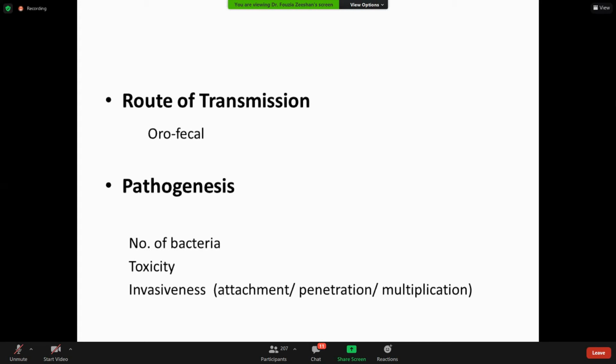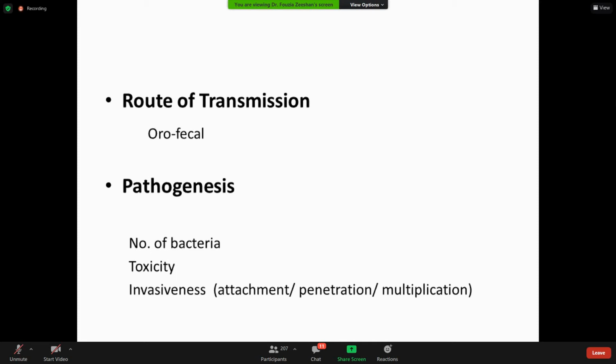Pathogenesis basically depends upon the number of bacteria, that is, how many bacteria are present in the food that has been taken in case of food poisoning, or how many bacteria are alive inside the intestinal tract to cause diarrhea. If the number of bacteria is low, below the infectious dose, it might not cause any pathology or infection.